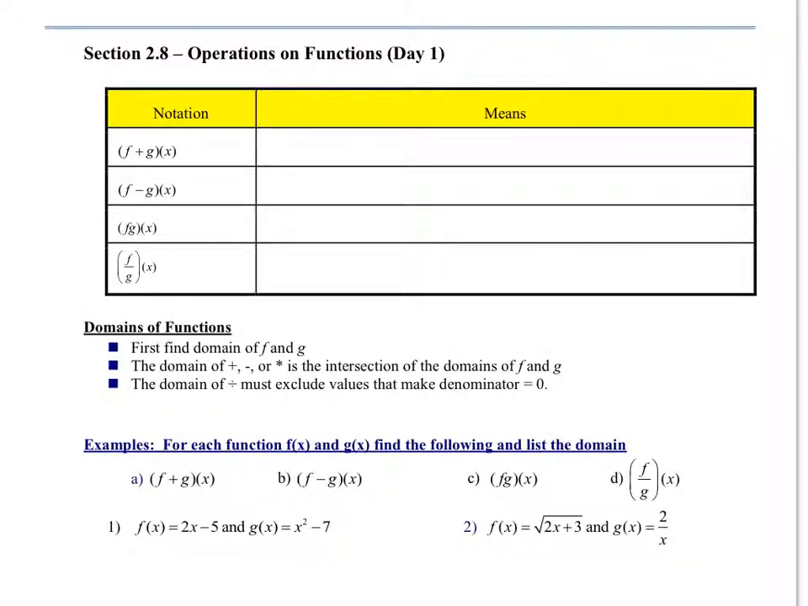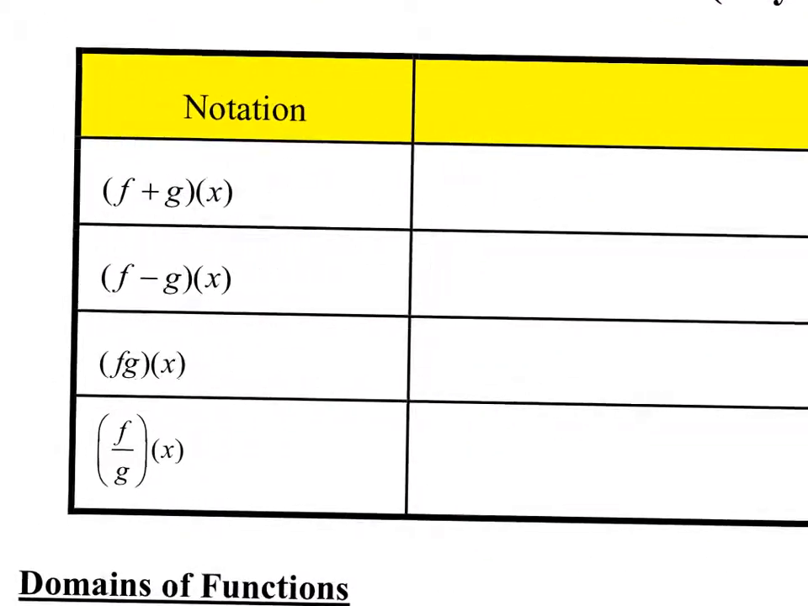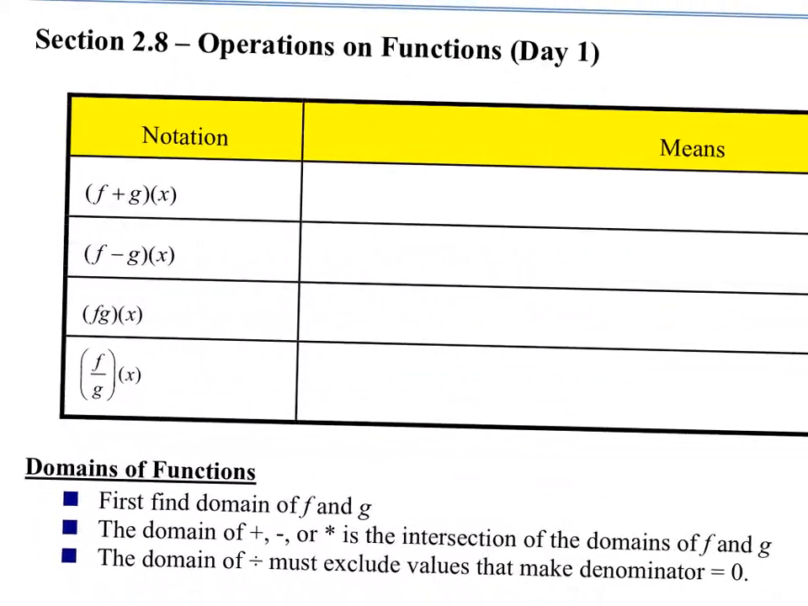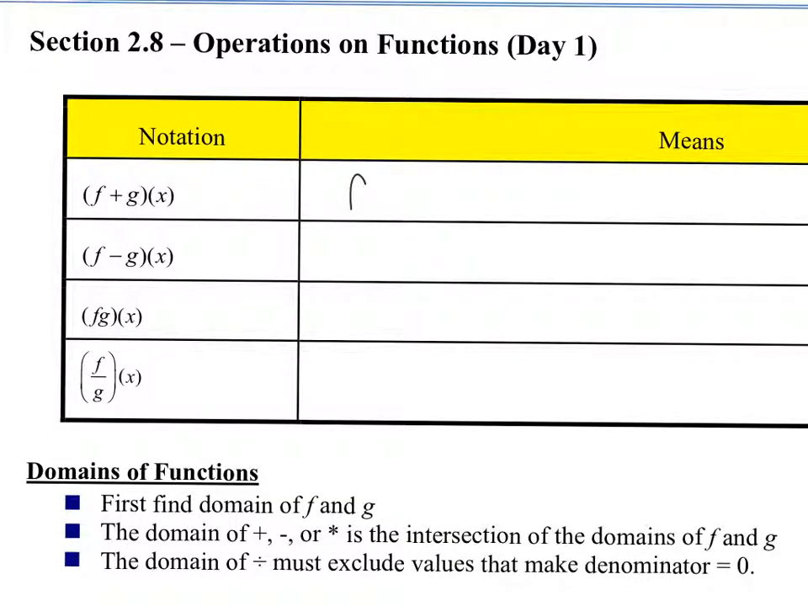Today's lesson is 2.8 day 1. We're talking about operations on functions, meaning we're going to take two functions, two equations, heads up if you're looking down here at these two things, and add them together, subtract them, multiply them, divide them. That's what we're doing. So it's a little bit of a new notation, but what this weird f plus g parentheses x actually means is we're going to take f of x plus g of x. And then you just combine like terms.